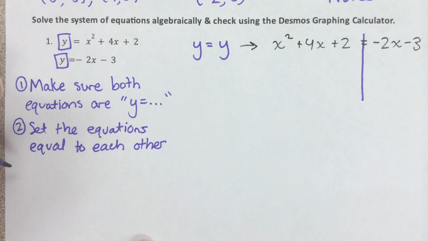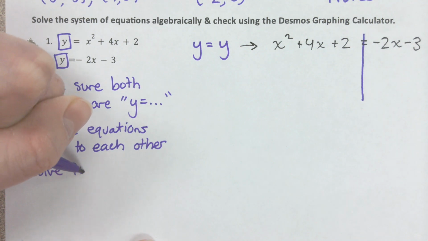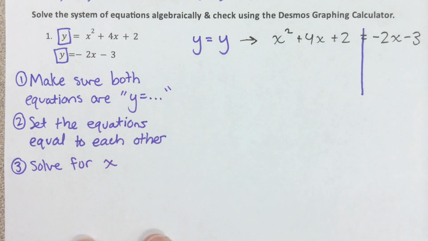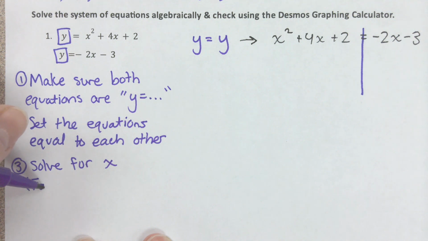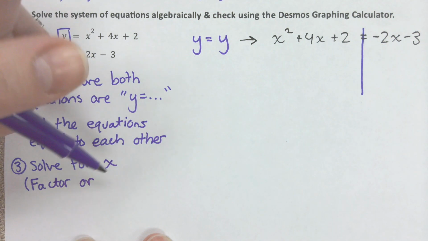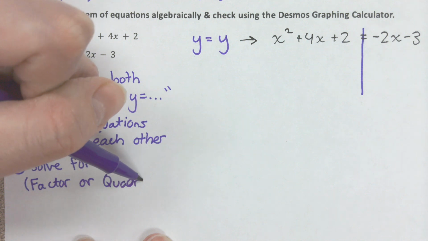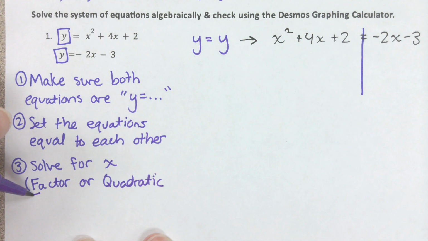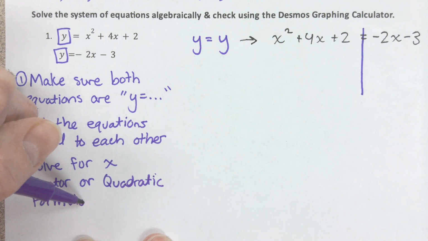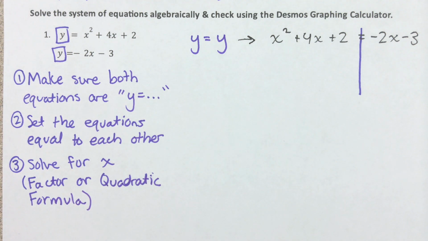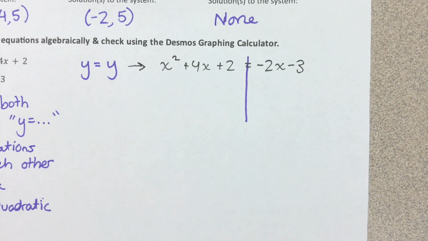From here, step 3, solve for x. Your options are factor or quadratic formula. So step 3 is what we did on the last test. From here, what do I need to do first?